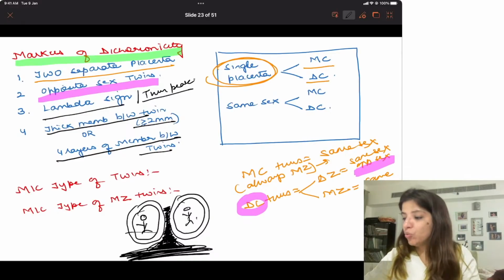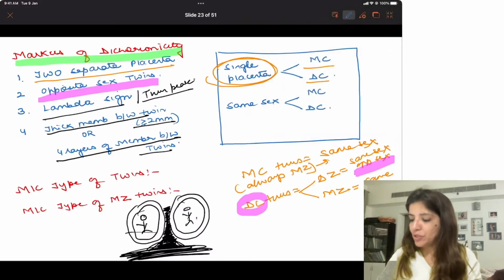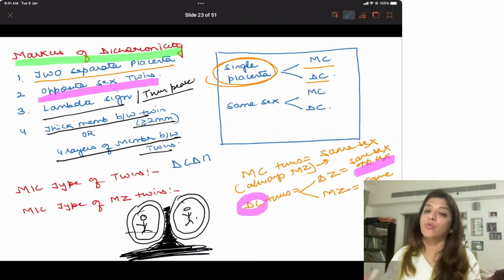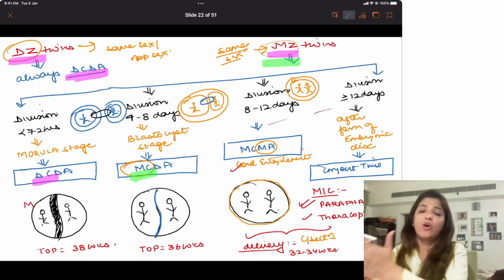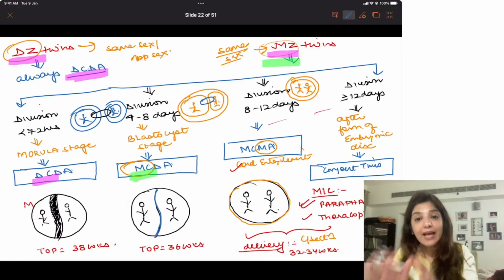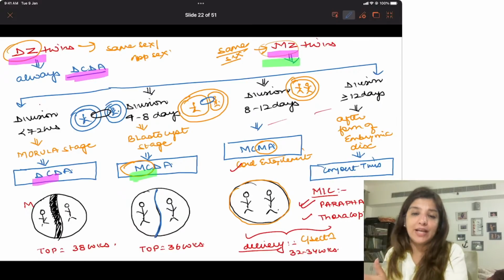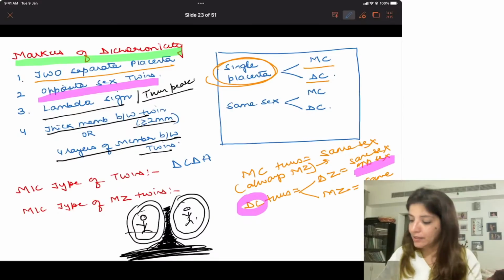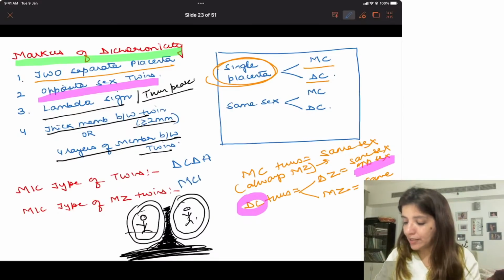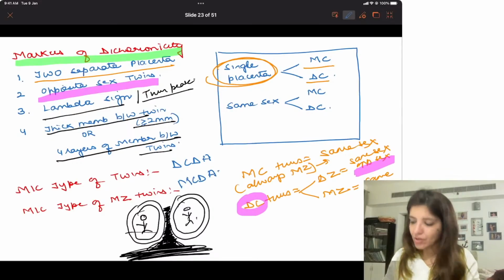Now, if they ask you what is the most common type of twins, most common type of twins are dichorionic, diamniotic, because most common are dizygotic. Dizygotic are 80% twins, monozygotic are just 20%. And dizygotic are always dichorionic, diamniotic. So the most common type of twin is dichorionic, diamniotic. If they ask you most common type of monozygotic twins, then it is monochorionic, diamniotic, right?